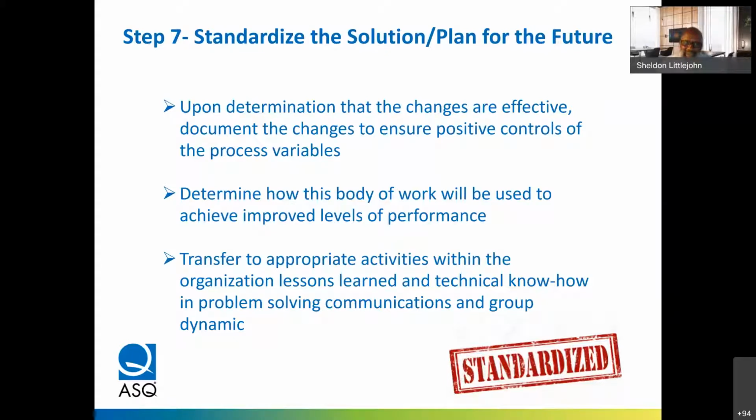It says upon determination that the changes are effective, we document the change to ensure positive controls of the process variables. We determine how the body of work will be used to achieve future levels of performance. So how can we use this to drive the improvement of our organization? And then we transfer the appropriate activities within the organization: lessons learned, the technical know-how in problem solving, communications, and group dynamics. All of this, we are now learning more things about our company or the culture of the organization.